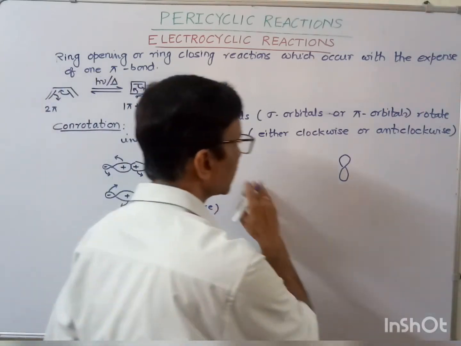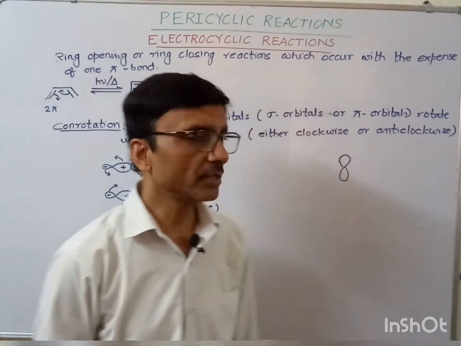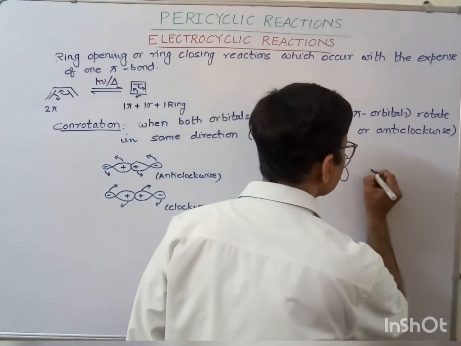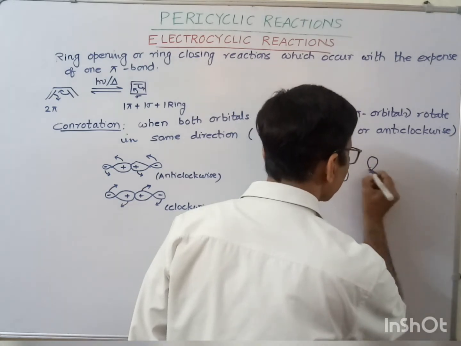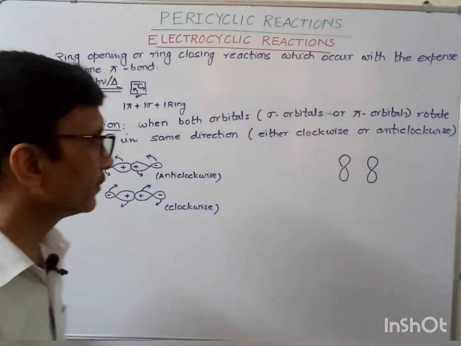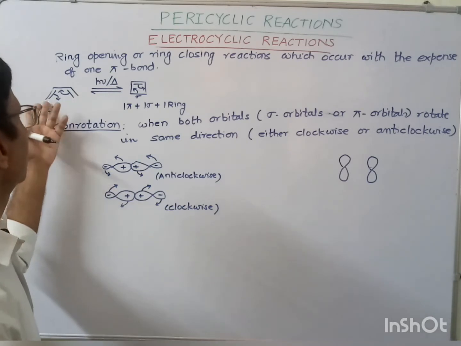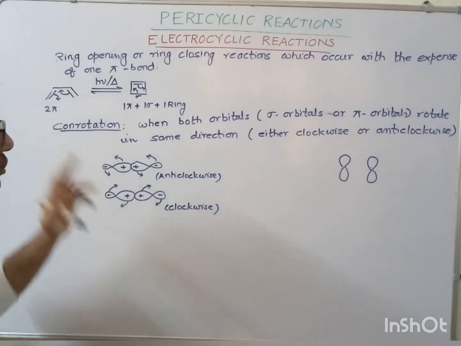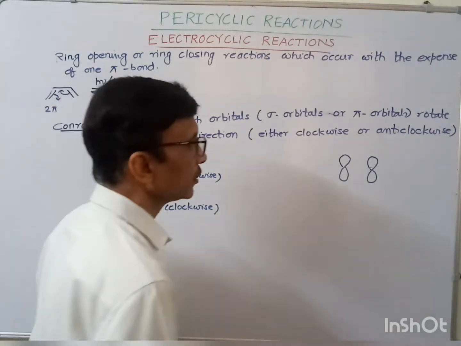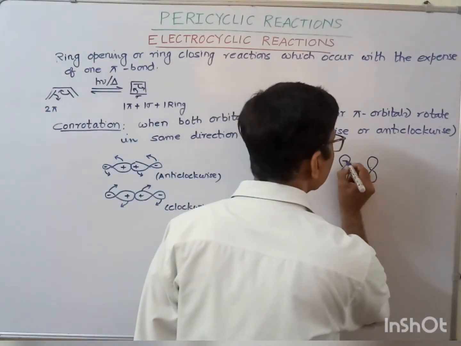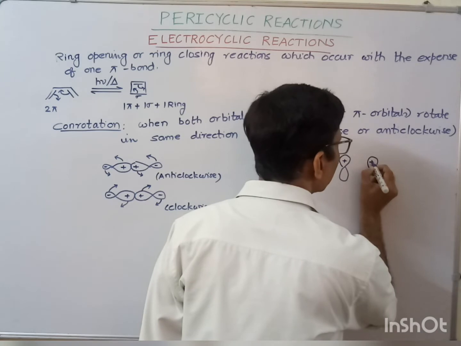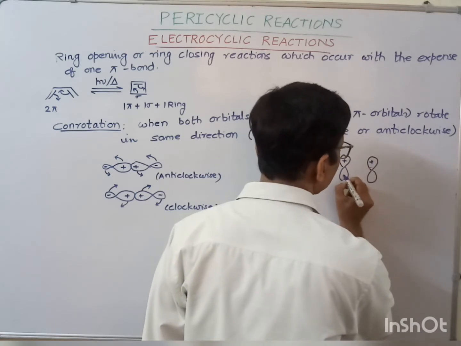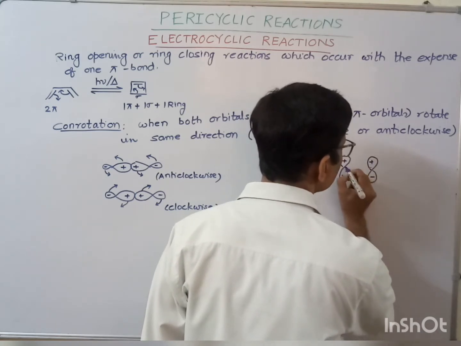In the same way, we can understand it for the p orbital. Suppose these two p orbitals are involved in the formation of a pi bond. Then they may undergo a ring formation reaction. Okay, it may undergo a ring formation reaction.